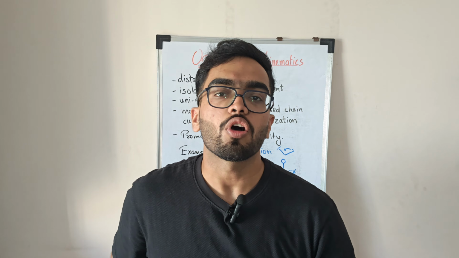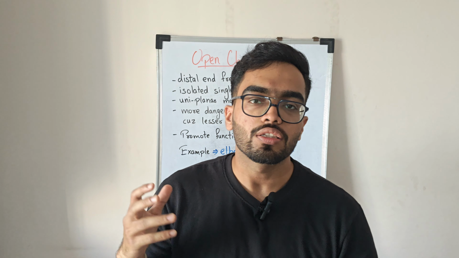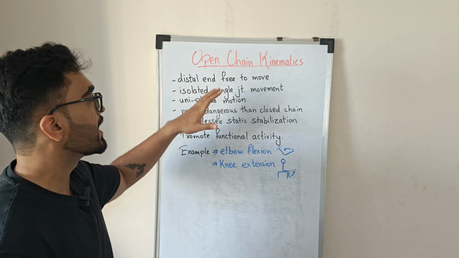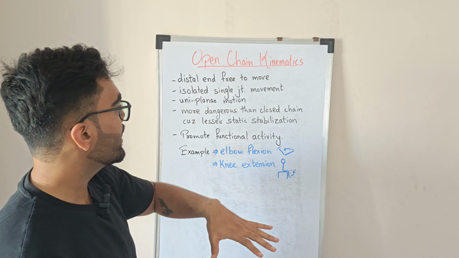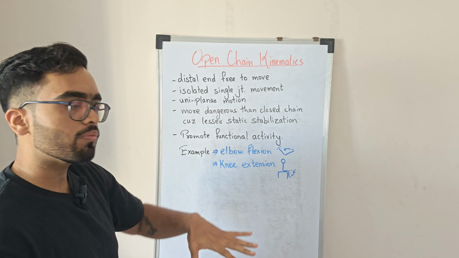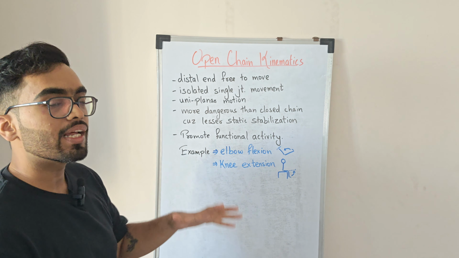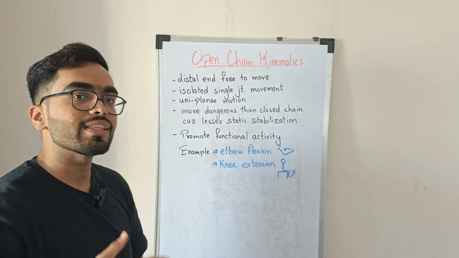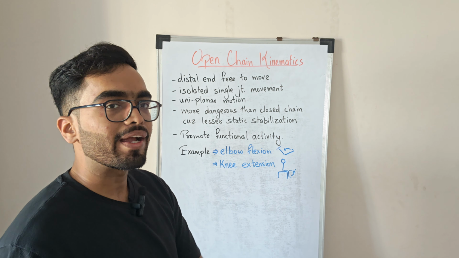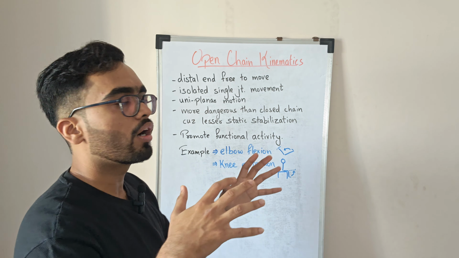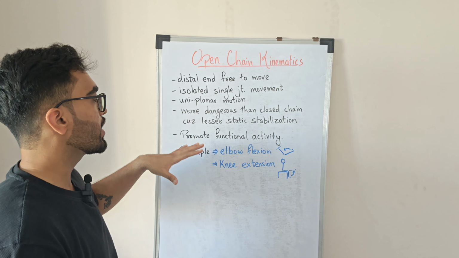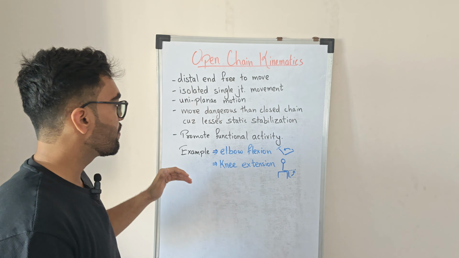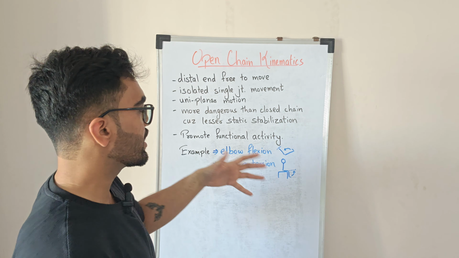So now talking about the open chain kinematics. So in this, the distal segment is free to move. Okay, it is an isolated joint movement. It is uniplanar in motion. It is considered more dangerous than the closed chain kinematics because of reduced static stabilization of the joints. It helps in promoting the functional activity. Examples are elbow flexion and knee extension.